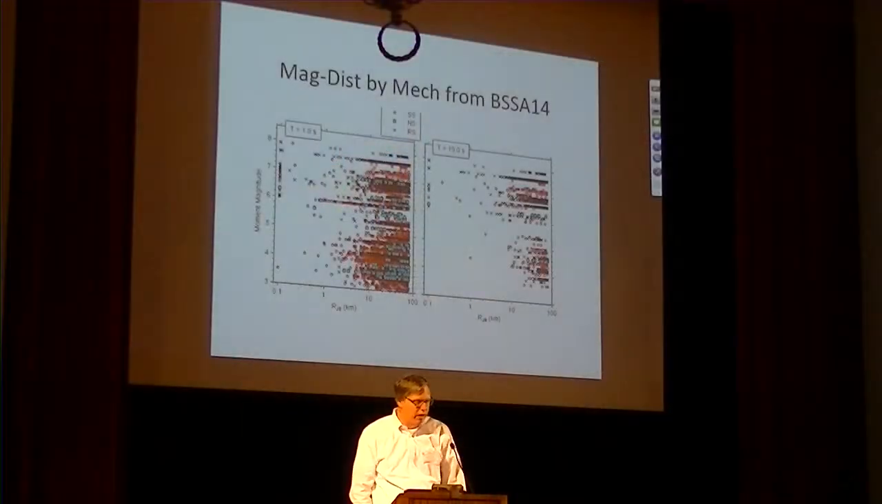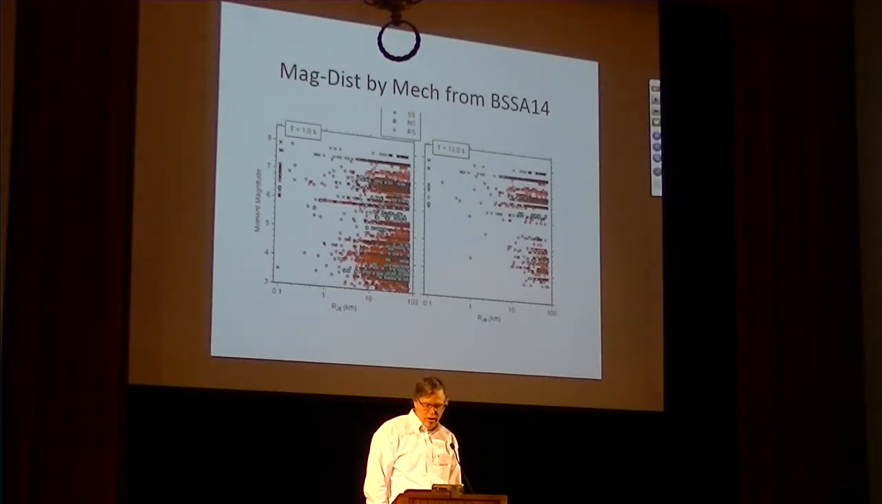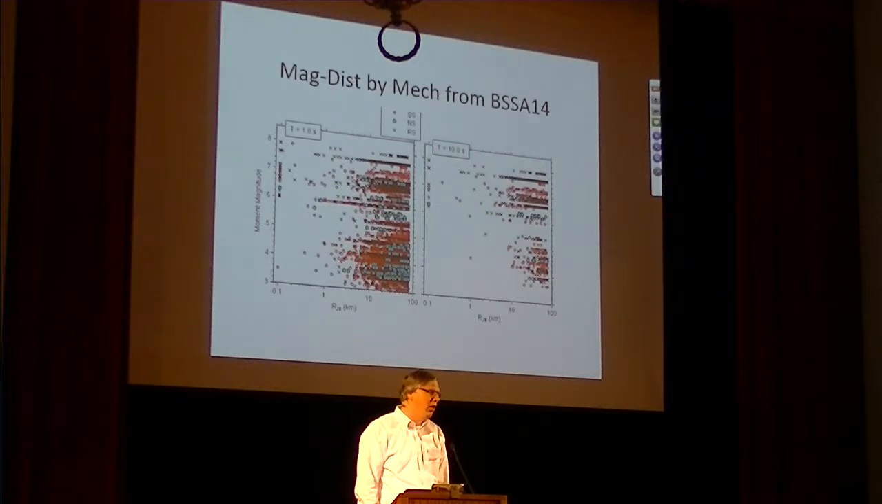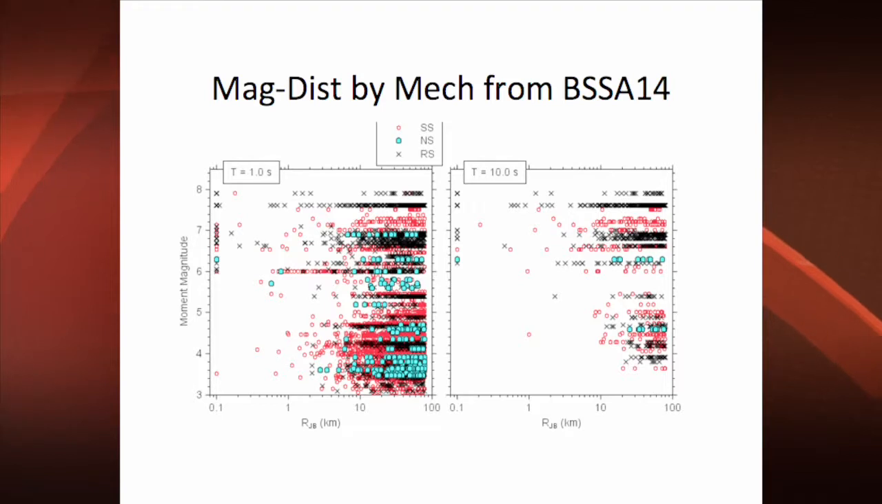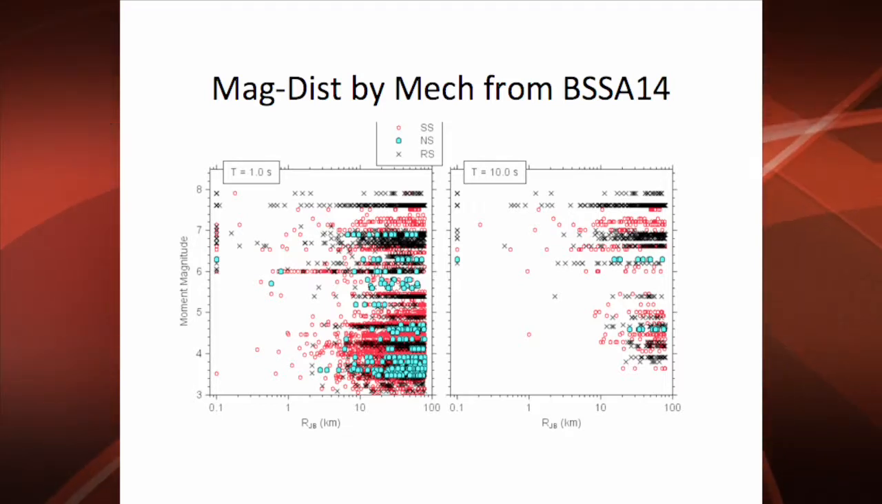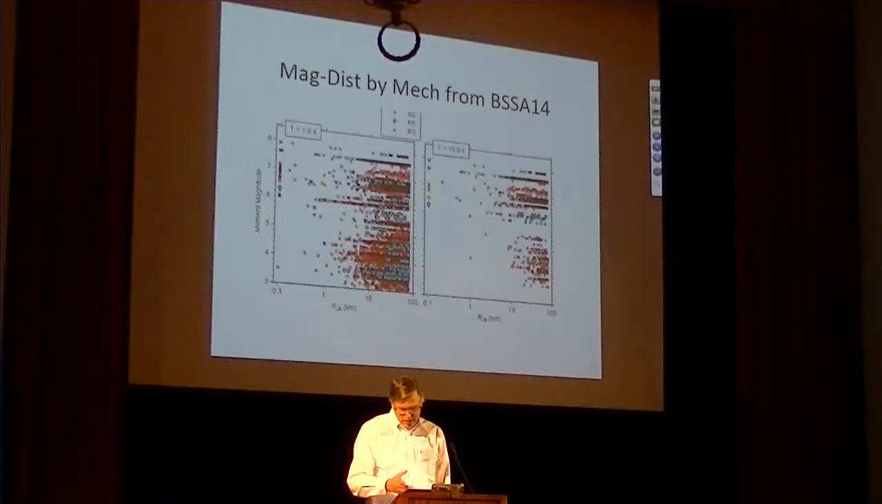So if we look at just an example of the data, this is the BSSA model. On the left-hand side is magnitude versus Joyner-Boore distance, and the blue dots are the normal faulting events. So there's not a lot, right? This has been our problem: we have mostly strike slip and reverse events in the NGA data set. We only have a handful of earthquakes over magnitude 5 from normal faulting that we can use. At 10 seconds, this problem is worse, but we understand that.